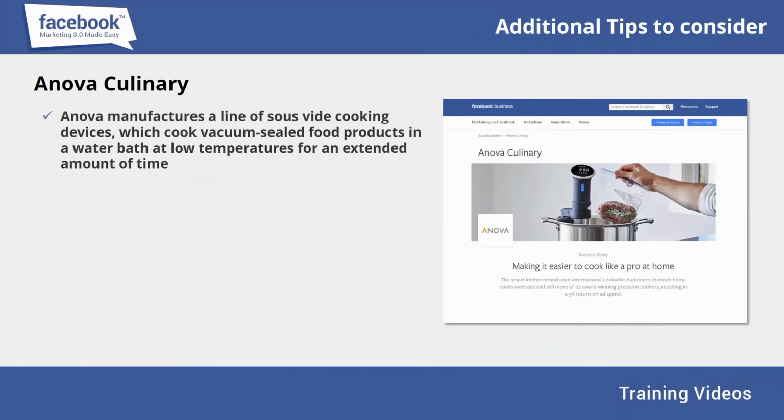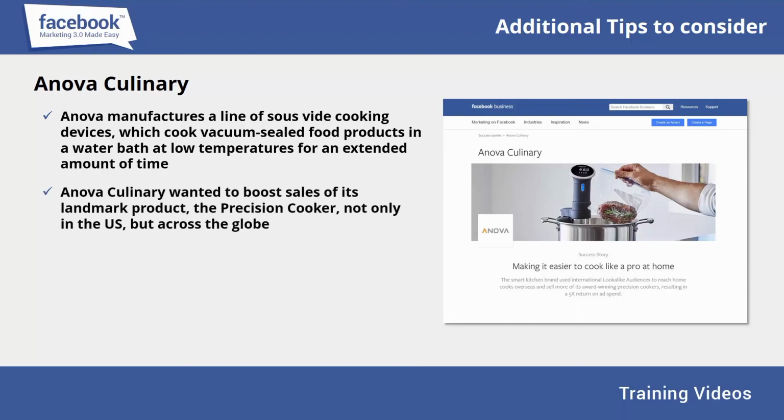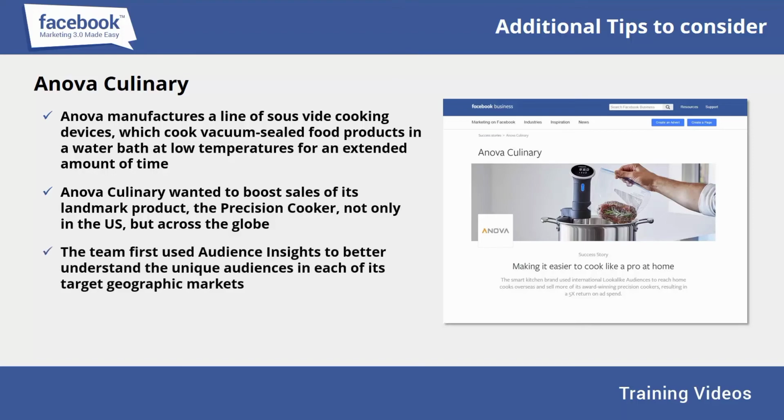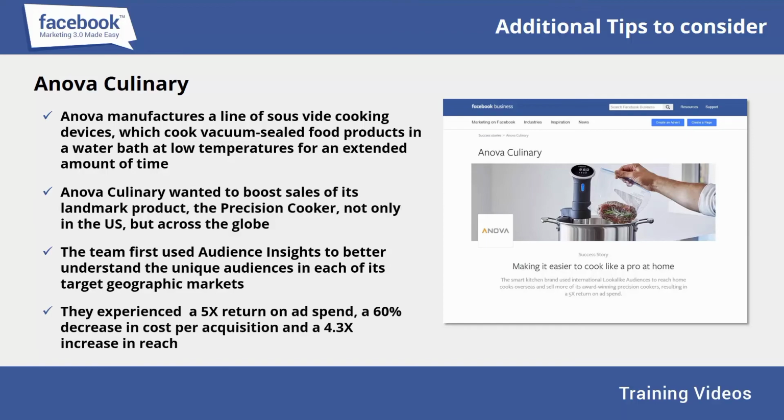Anova Culinary. Anova manufactures a line of sous vide cooking devices, which cook vacuum-sealed food products in a water bath at low temperatures for an extended amount of time. Anova Culinary wanted to boost sales of its landmark product, the Precision Cooker, not only in the U.S. but across the globe. The team first used audience insights to better understand the unique audiences in each of its target geographic markets. They experienced a 5 times return on ad spend, a 60% increase in cost per acquisition, and a 4.3 times increase in reach.